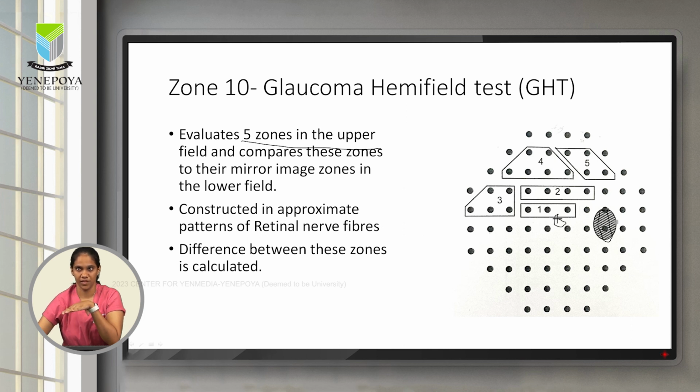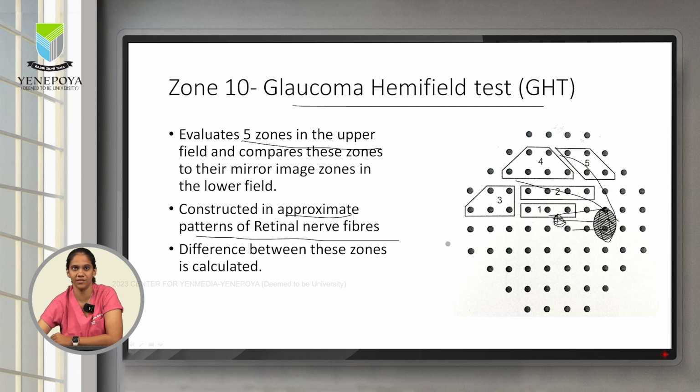So how exactly is this? Doesn't this kind of look like your fundus diagram? This right here is your optic disc, right? This is your macula. This is your papillomacular bundle, right? These are your arcuate fibers. Makes sense? So this glaucoma hemifield testing is designed in such a way to approximate the particular patterns of your retinal nerve fibers. The difference between the upper zone areas and the lower zone areas are compared and calculated.